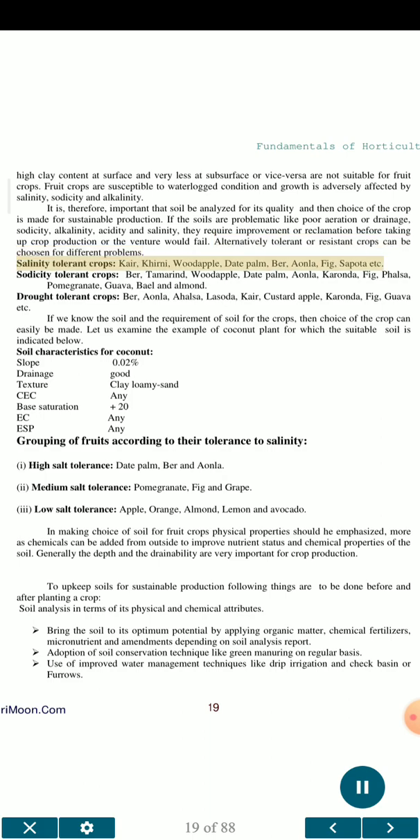Salinity tolerant crops: khejri, karonda, woodapple, date palm, ber, aonla, fig, sapota etc. Sodicity tolerant crops: ber, tamarind, woodapple, date palm, aonla, karonda, fig, falsa, pomegranate, guava, bael and almond. Drought tolerant crops: ber, aonla, phalsa, lasoda, khejri, custard apple, karonda, fig, guava etc.